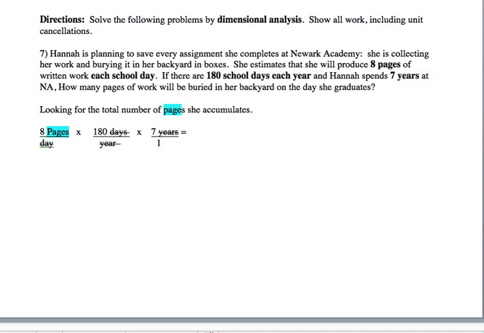And you get 8 times 180 times 7, and you get 10,080 pages. And that is your answer. Hope that helped.